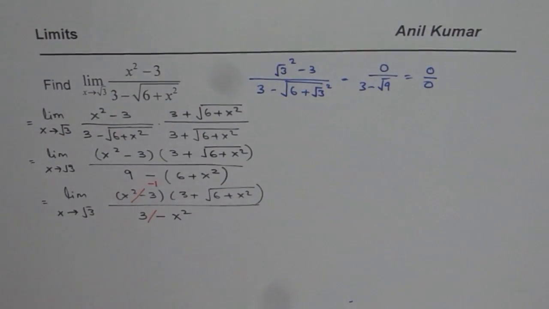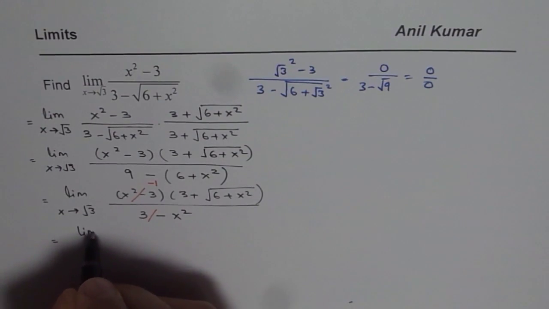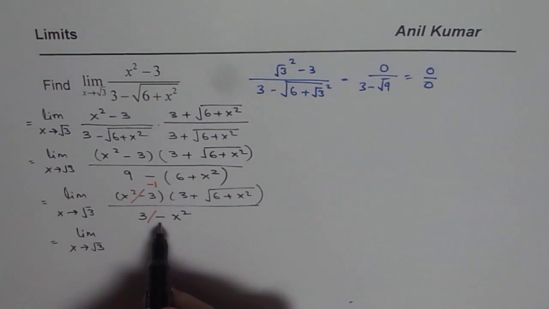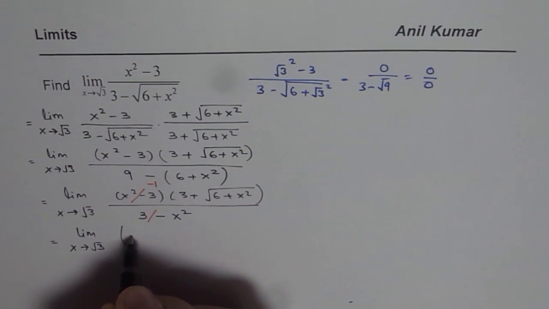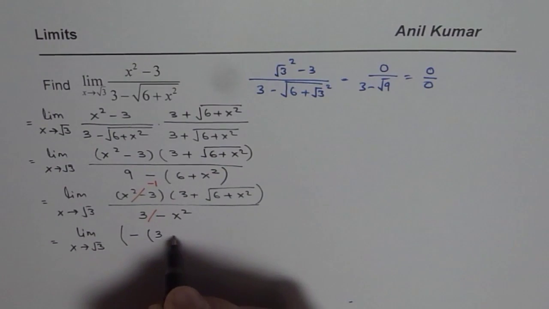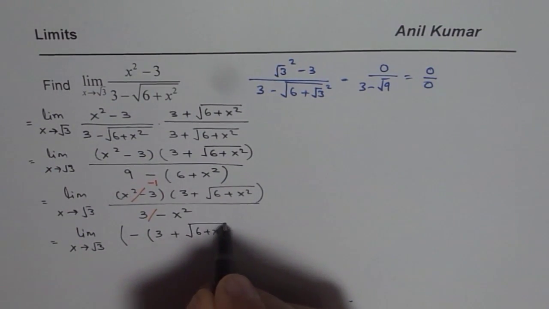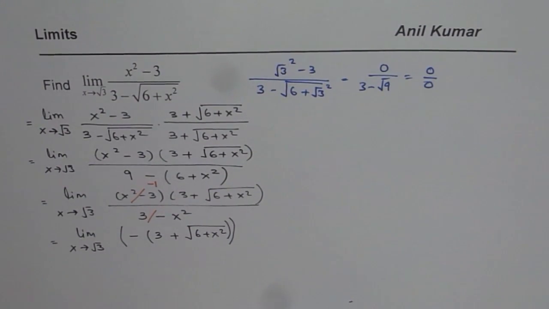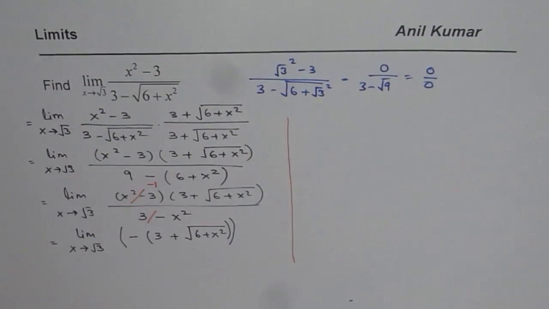So multiplying by minus 1, what do I get? I get the limit as x approaches square root of 3, and this denominator cancels off, so I have negative of (3 plus √(6 + x²)). Correct? And now I can substitute square root of 3 here and get my answer. So let's substitute and find out what the answer is.